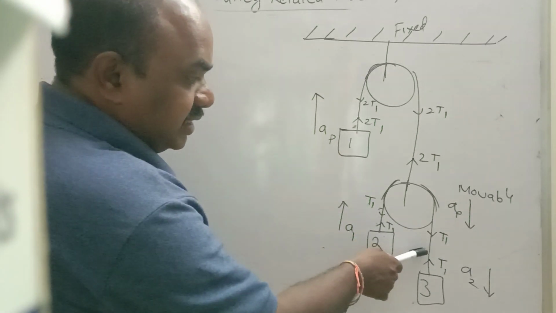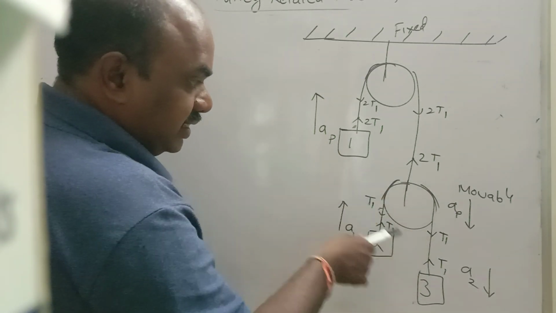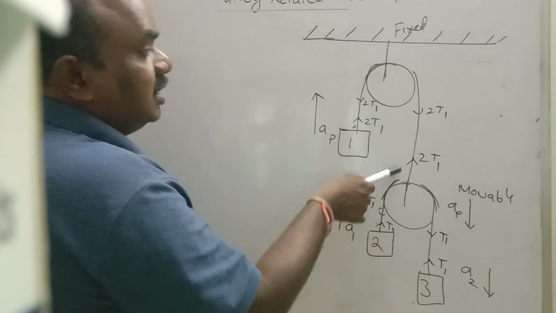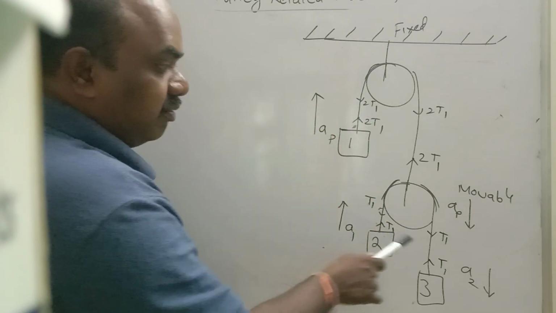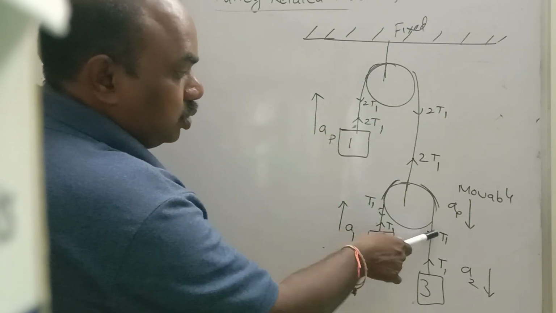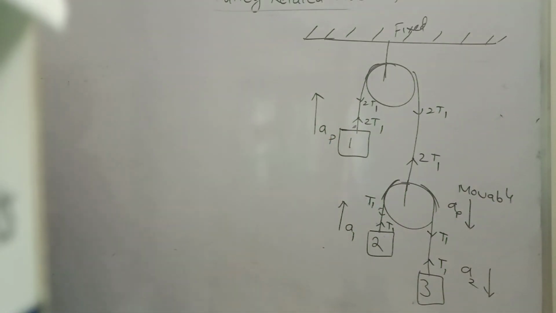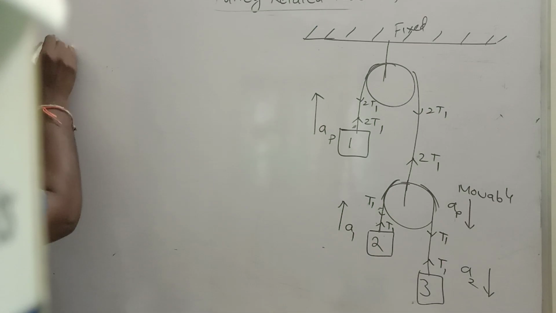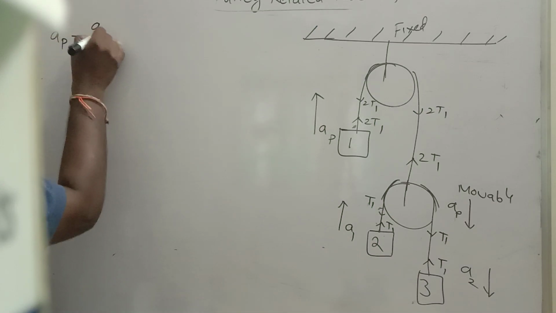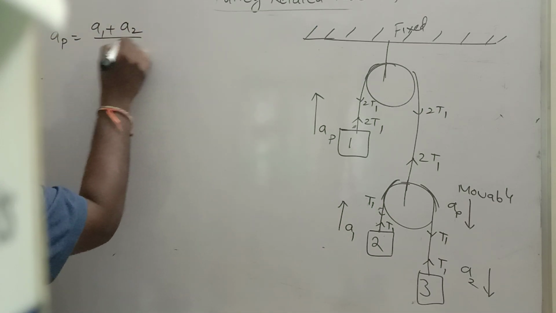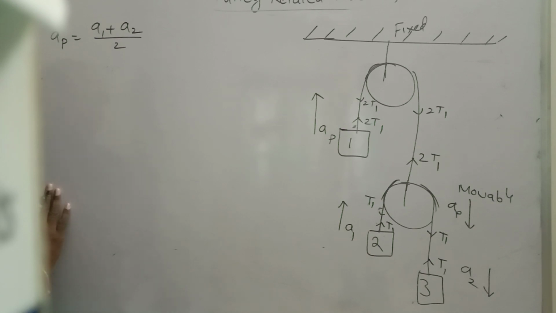If the string is the same, the tension is the same. So let us consider the tension in the first string is T1, and the tension in the second string is 2T1. Why? Because T1 plus T2, this total tension also acts on this string. So 2T1. Now first find the acceleration of the pulley. Acceleration of the pulley, what is the formula? (A1 plus A2) by 2. This is the acceleration of the movable pulley.